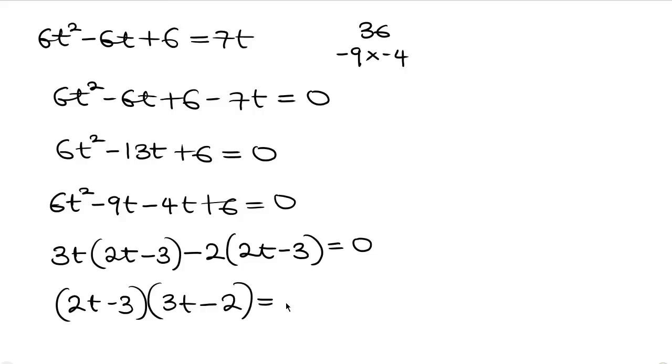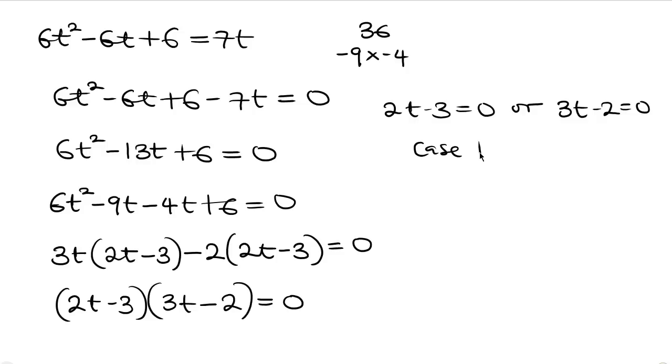And this is equal to 0. So we have two cases. We have 2t minus 3 equal to 0, or we have 3t minus 2 equal to 0. Now let's focus on the first case, case 1, which is 2t minus 3 equal to 0.